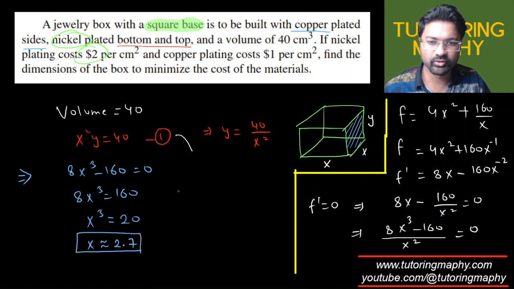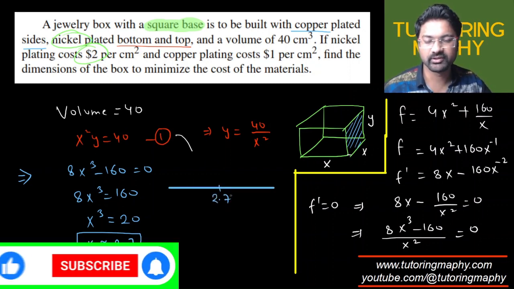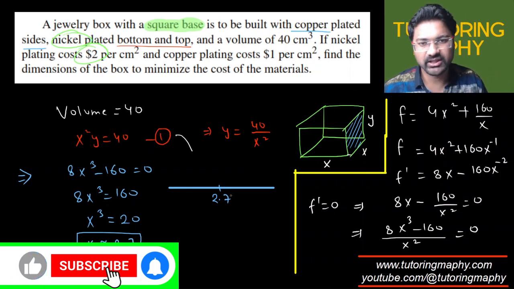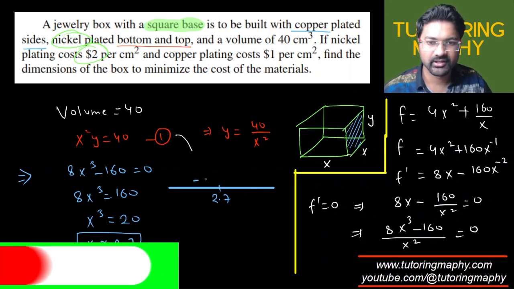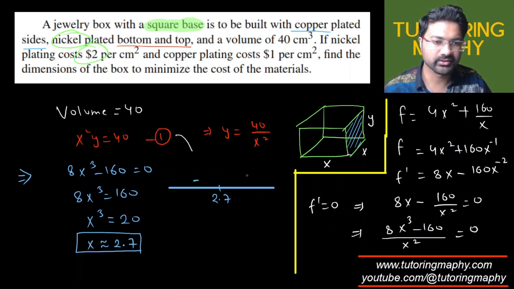And is this giving a local max or local min? So let's find out. 2.7. This is going to be less than 2.7, maybe 1. So 1 is going to make this negative, and 3 is going to make it positive. So this is indeed a minima. That's what we wanted, minimum cost.